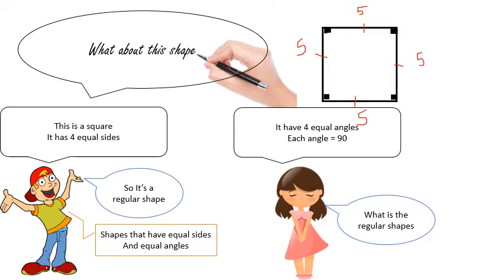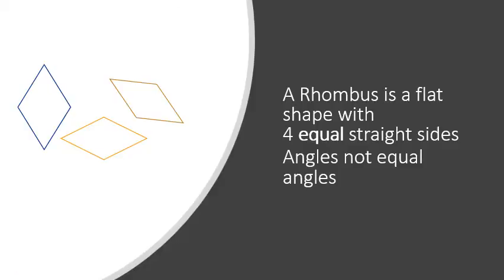Okay, what's the next shape? Let's see. It's a rhombus. Rhombus, sometimes we name it a diamond, is a flat shape with 4 equal sides, but its angles are not equal. That's the difference between rhombus and the square. Square has right angles, but rhombus doesn't have any right angle.